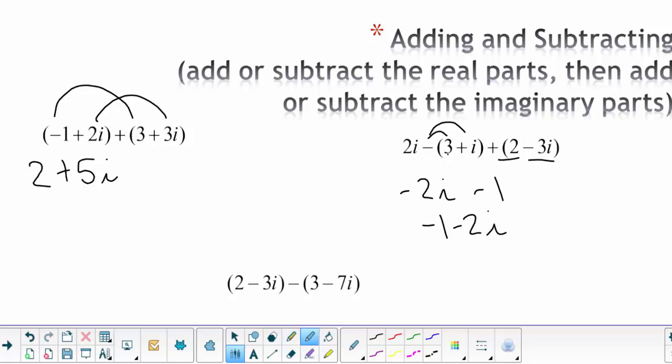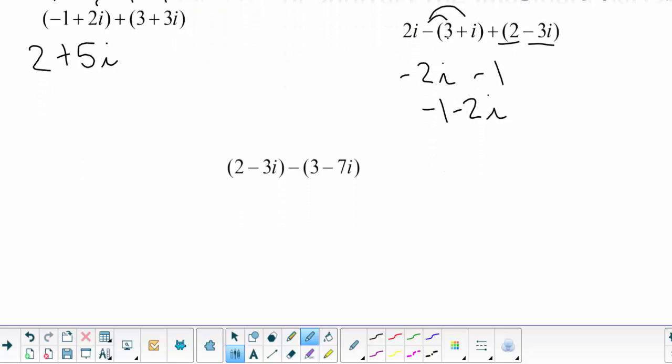All right, so our last one, I'm going to do this one. Again, we've got to distribute that negative sign through. So you have 2 minus 3, that's negative 1. And then negative 3i minus negative 7i. The two negatives make a plus, so really that's negative 3i plus 7i, which would give us a positive 4i. That would be our solution.